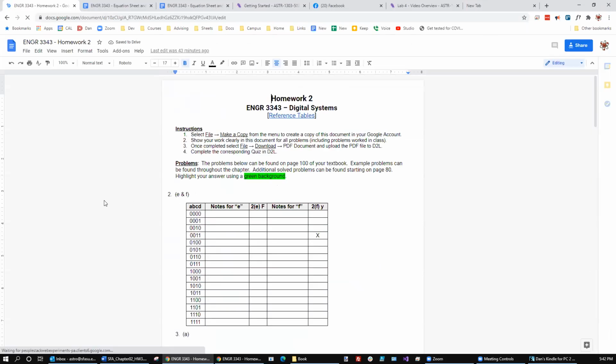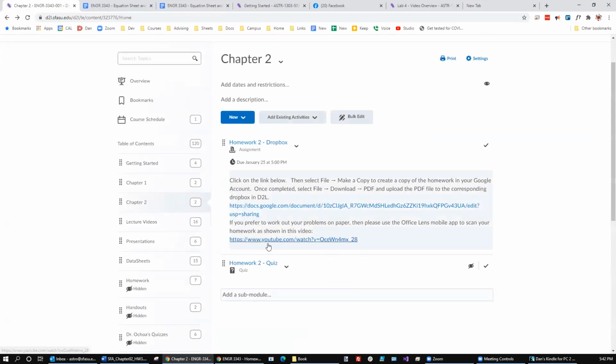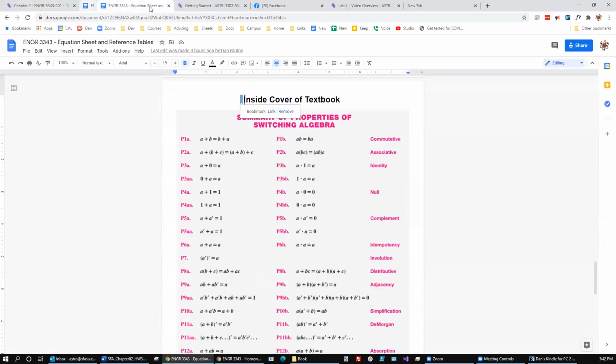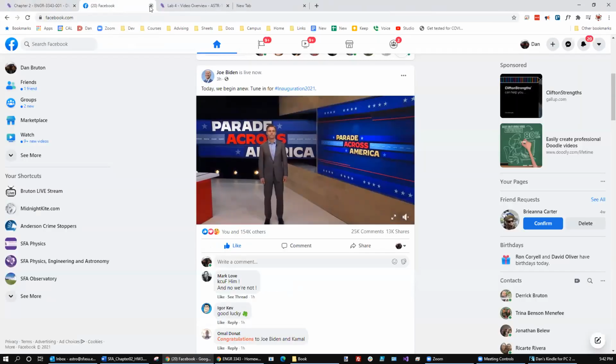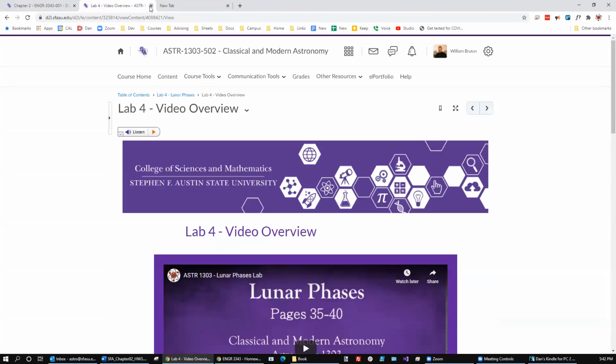And I noticed that some of you like to print it out and write in the document and then scan it in later, and that's perfectly fine. I made a YouTube video that shows you how to use the Office Lens mobile app to scan in your paper documents if you'd rather do it that way. Okay, so let's get rid of all of that.